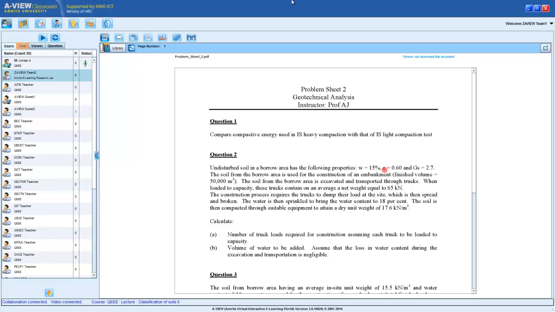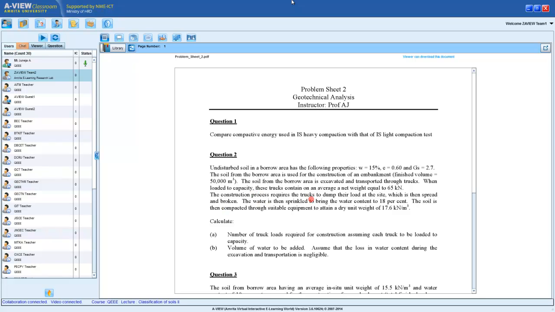The soil at the borrow area has water content, void ratio and specific gravity given. Now this soil has to be brought from there to your site and then recompacted to a final volume of 50,000 meter cube. Obviously it has to be excavated and brought through some trucks. Each truck can carry a total weight of 65 kilonewton.